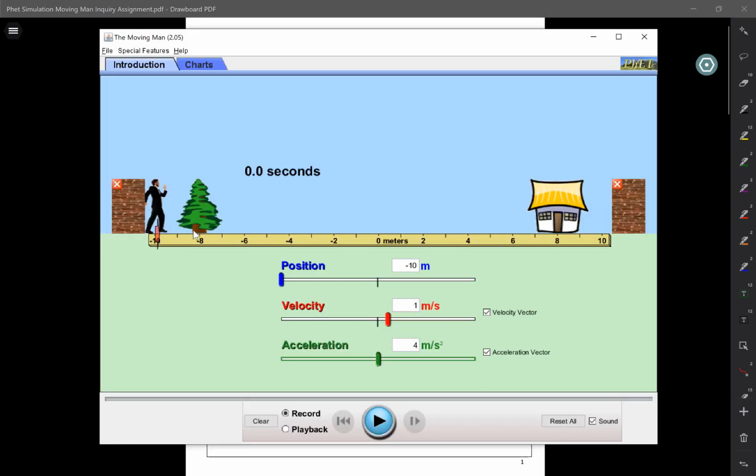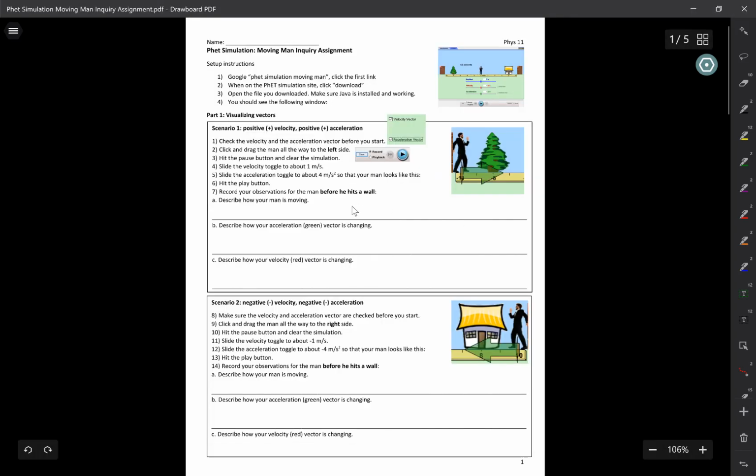So I click somewhere else, notice you got a big green arrow and a small red arrow. Your green arrow matches acceleration, your red one matches that of velocity. Okay, hit the play button. I'm going to do this one with you so you have an idea what to expect and answer these questions. The rest of these scenarios I'm going to ask you to do yourself, watch it yourself, play with it.